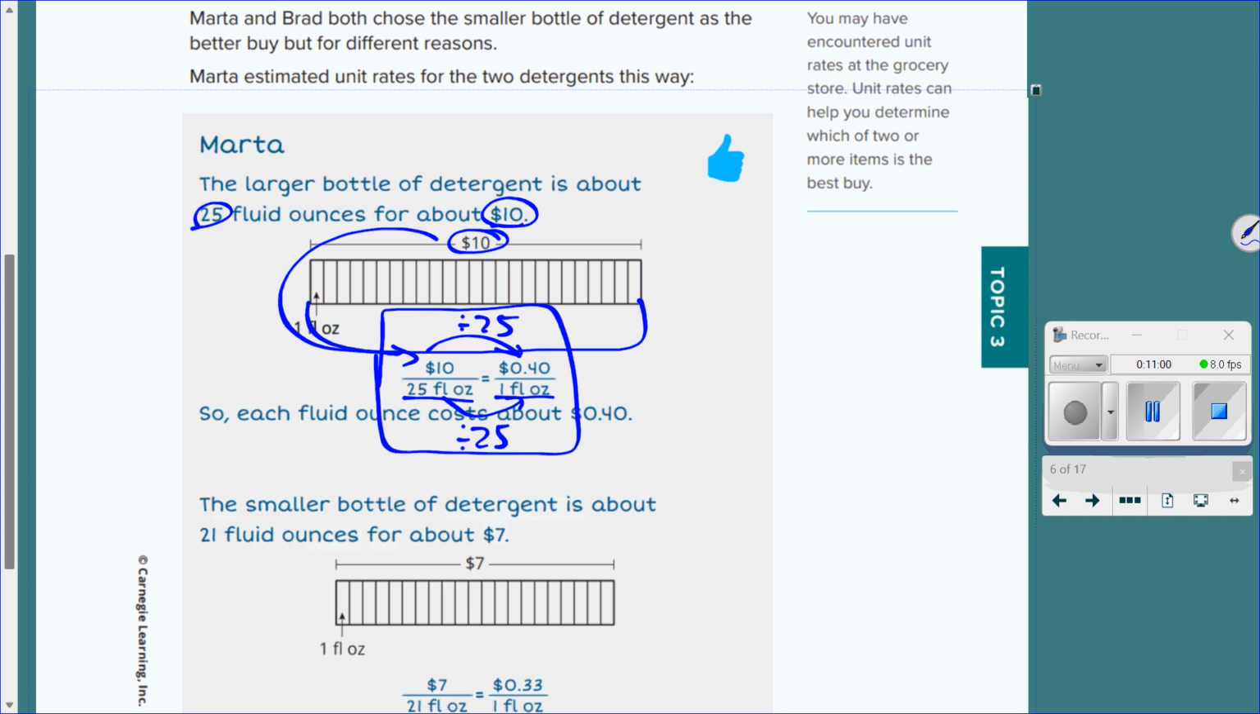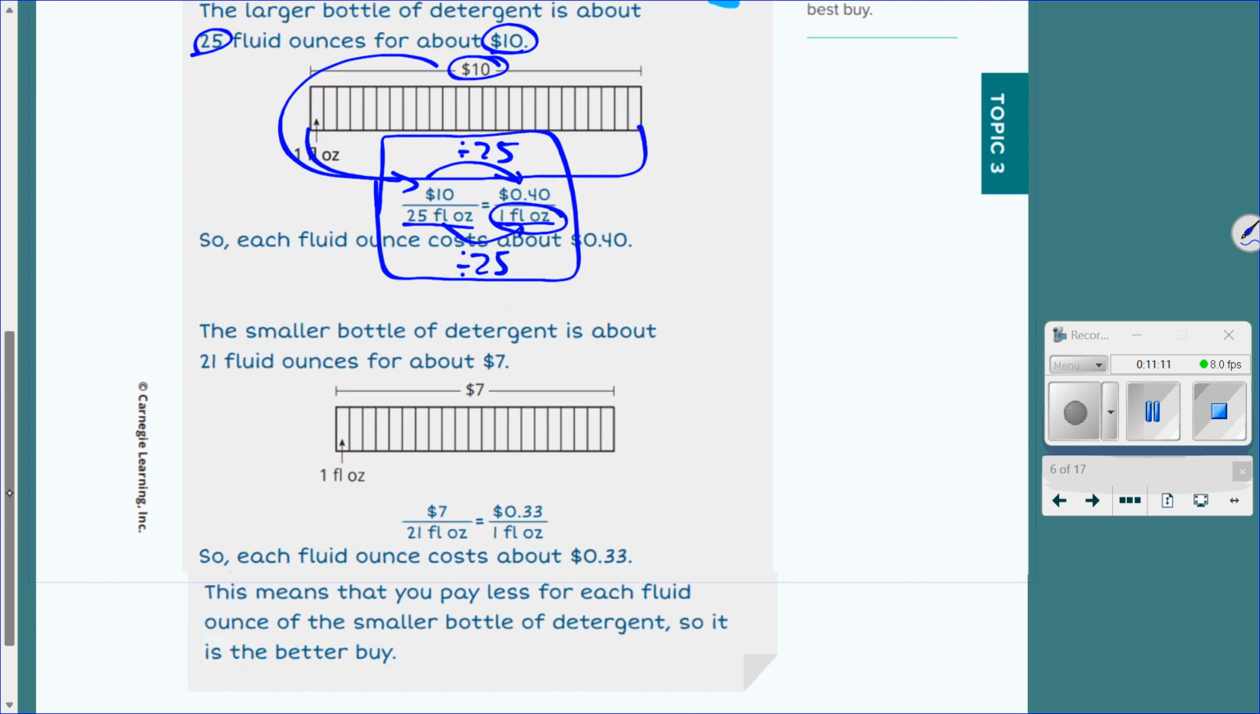The big thing is you're going to get to the unit rate of the same thing. In this case, she has chosen to go down to fluid ounces. She's now going to do the same thing in estimating for the other one. So instead, she says now it's a 21 fluid ounce instead of 20 and a half, and it's about $7. So she's using numbers 21 and 7 that are going to work well with each other. Yes? And again, the model is the same.